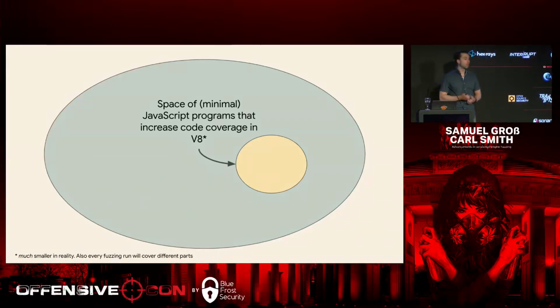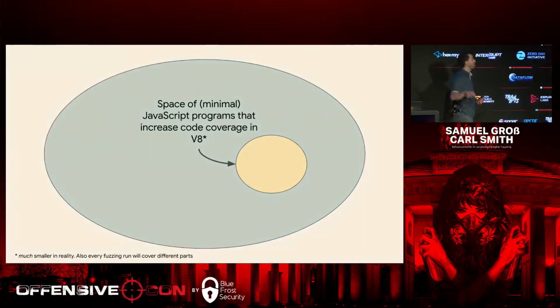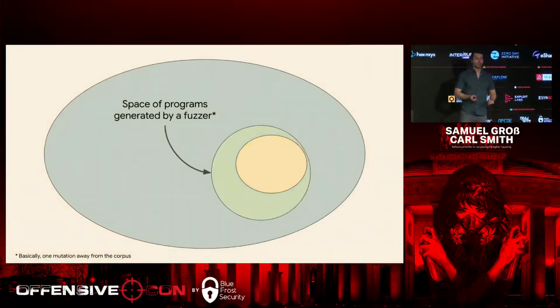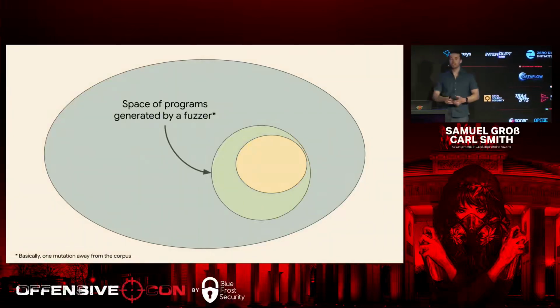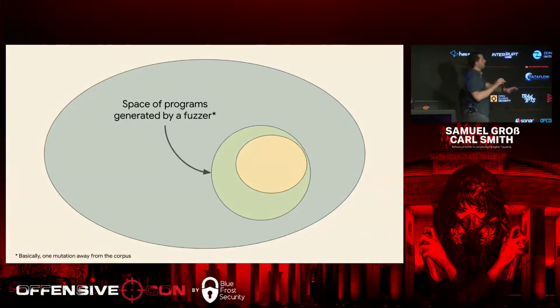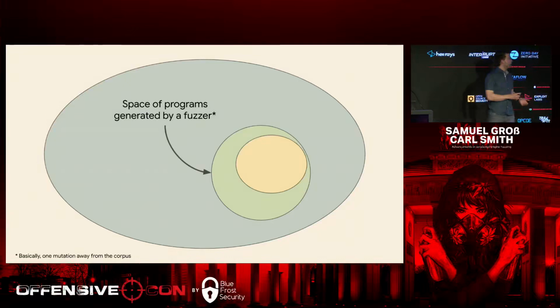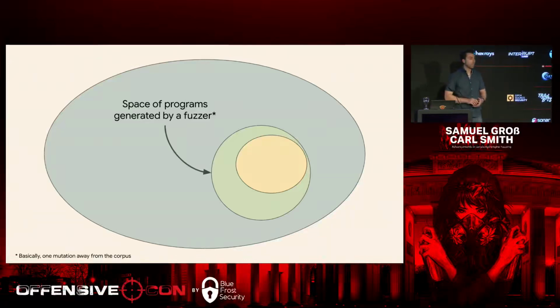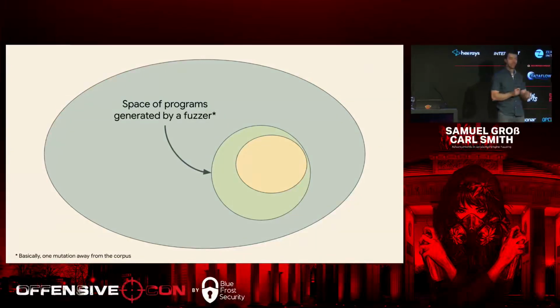The set of programs that increase code coverage in the engine, right? And so then in that case, what your fuzzer will generate is samples from this green area, so in the yellow, but also around the yellow area, right? Because what the fuzzer does is it takes the program from the corpus and then does a couple of mutation steps and then tries the next one, right? And so you will be in some certain area here. Obviously it's a multi-dimensional space.